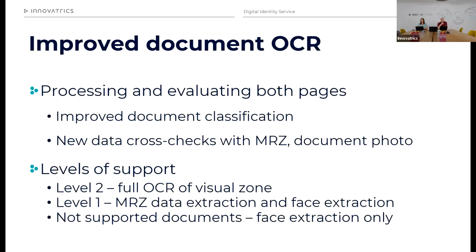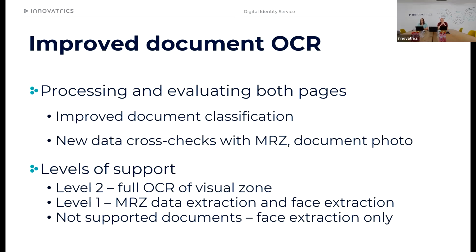Okay, with this new component, we also improved the document OCR. The big change is that we're evaluating both pages of the document, or we can evaluate them both at the same time. This improves the document classification, and we are able also to bring new functionality where we can do data cross-checking between the machine-readable zone and the visual zone, and we're also doing cross-checking against the document photography.